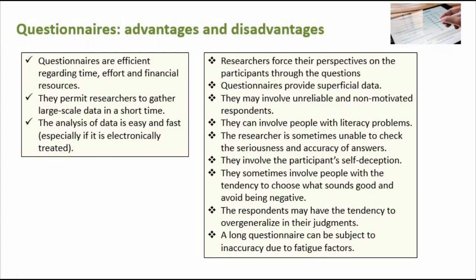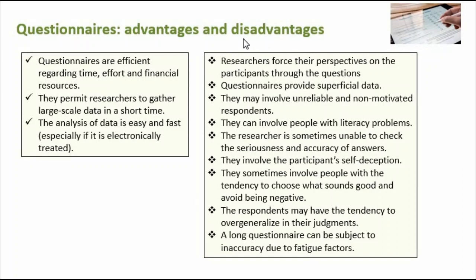Questionnaires permit researchers to gather large-scale data, very huge data, in a short time. This is simply done because samples which receive questionnaires are very large samples. Sometimes hundreds or thousands of people can take a questionnaire. The analysis of data is easy and fast, especially if it is electronically treated. If the researcher, for example, uses Google Form, the results are analyzed on the spot.